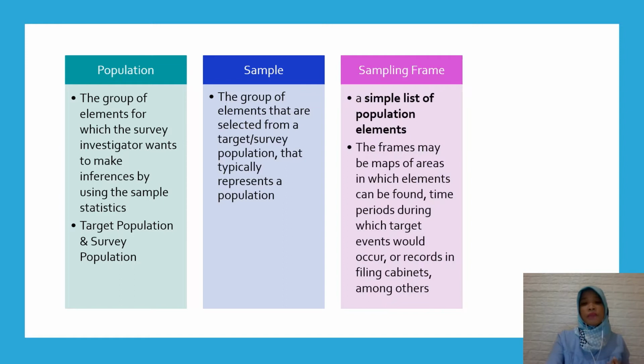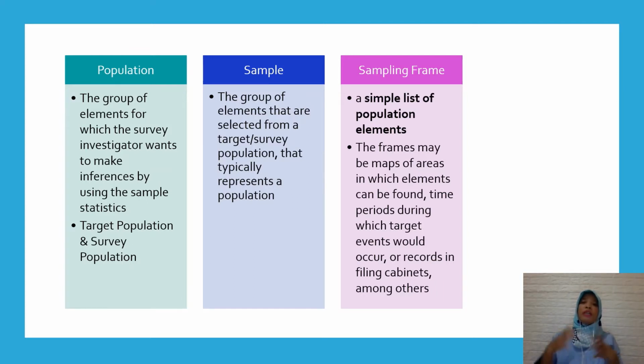Next is the sampling frame. Sampling frame is simply a list of population elements. So the frames may be maps of areas in which elements can be found, time periods during which target events would occur, or records in filing cabinets, among others.